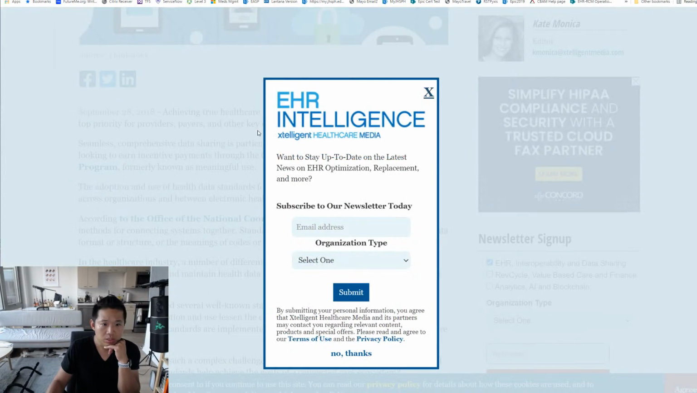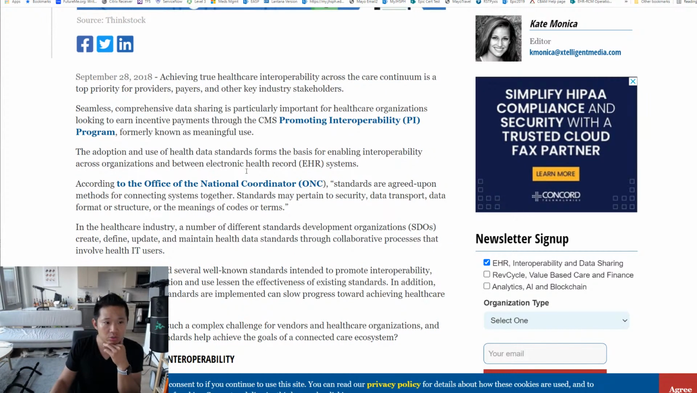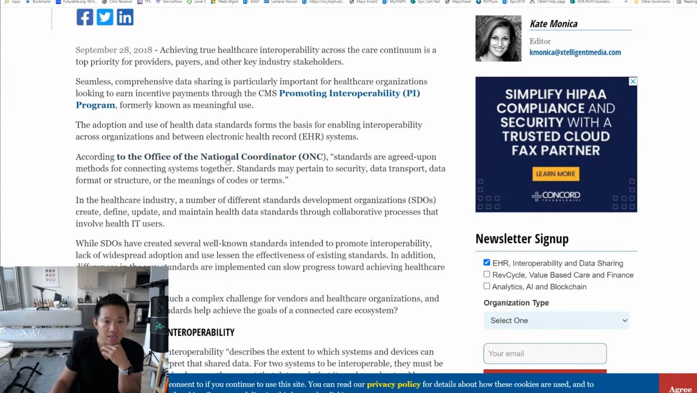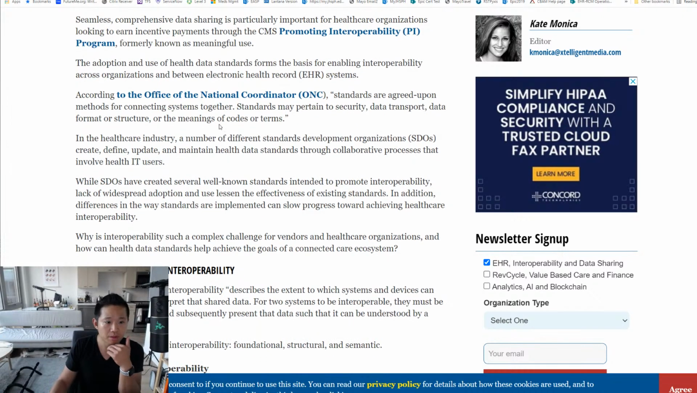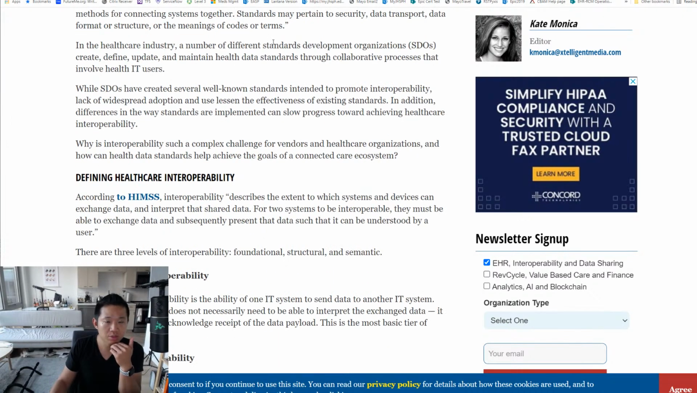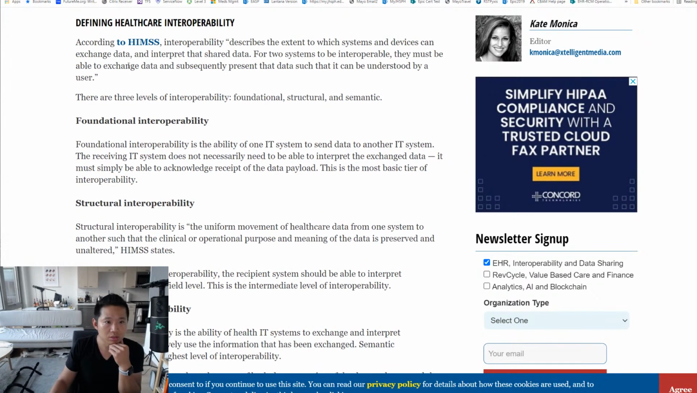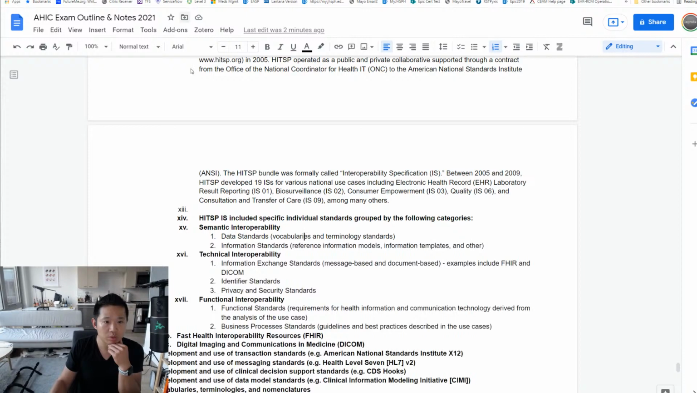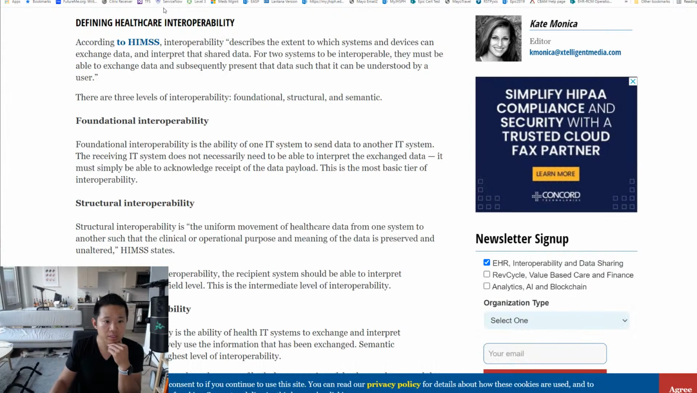So, achieving true healthcare interoperability across the care continuum is top priority for providers, payers, and other key industry stakeholders. Seamless, comprehensive data sharing is particularly important for healthcare organizations looking to incentivize payments through the CMS Promoting Interoperability Program, formerly known as Meaningful Use. This is good. Again, the topic was development and use of interoperability.